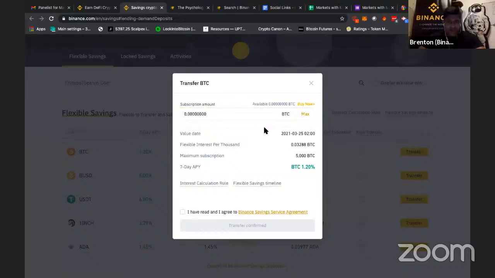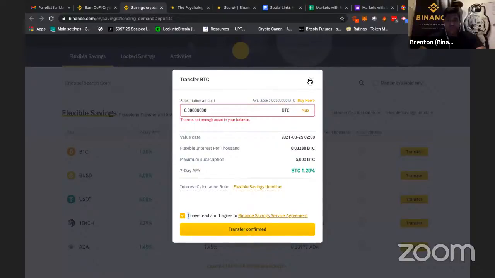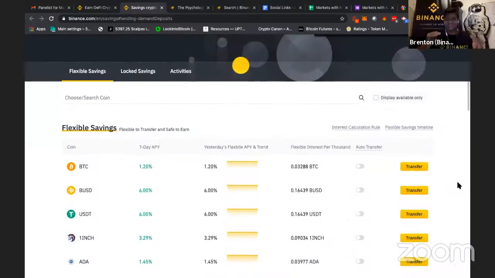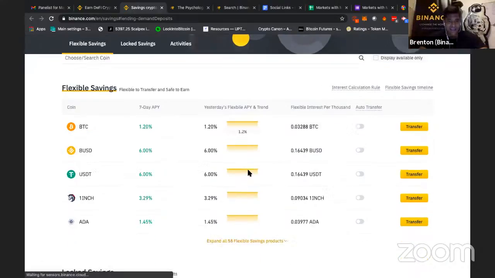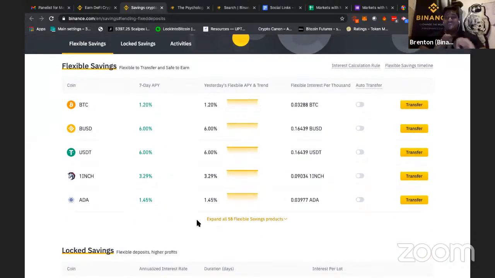So you can see I don't have any Bitcoin in my account, but you can also go and buy Bitcoin directly from here. And then once you've said, I want to put this amount of Bitcoin in here, you just click, I've read and agreed to the terms, transfer confirmed, and almost instantly you start earning on your Bitcoin in Bitcoin. So remember, your interest is paid in Bitcoin. So when the price of Bitcoin goes up, whatever you've earned, the value of that also goes up. And like I said, there are more than 60 products or cryptos that you can earn interest on, including USD, which is stable coins.